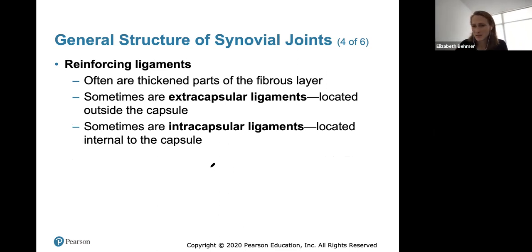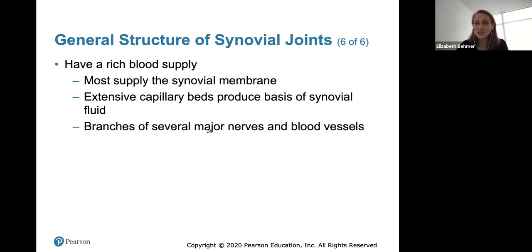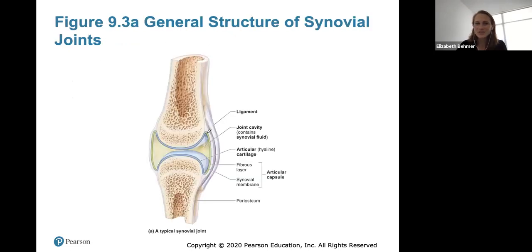They're often thickened parts of the fibrous layer. Sometimes they're outside of the capsule or inside the capsule, and these will help to reinforce that synovial joint. It's richly supplied with sensory nerves to detect pain, and most monitor how much the capsule is being stretched. There's a rich blood supply to synovial joints. Most supply the synovial membrane, and there's an extensive capillary bed. So here's a look at the general structure of a synovial joint.